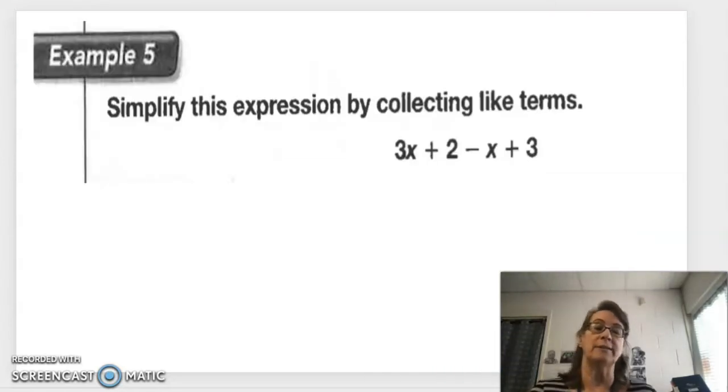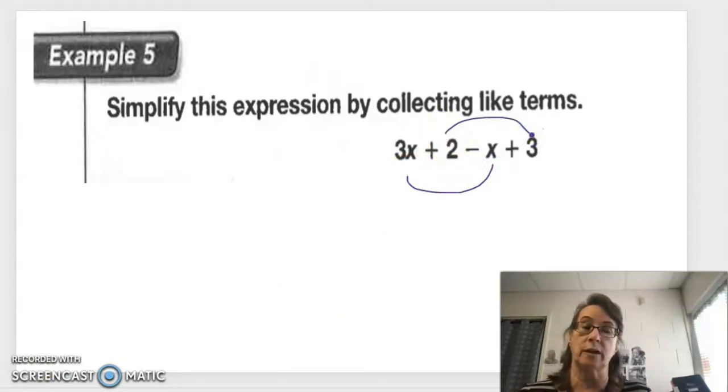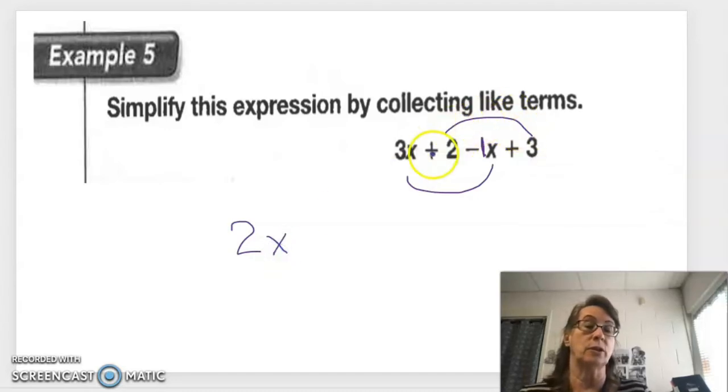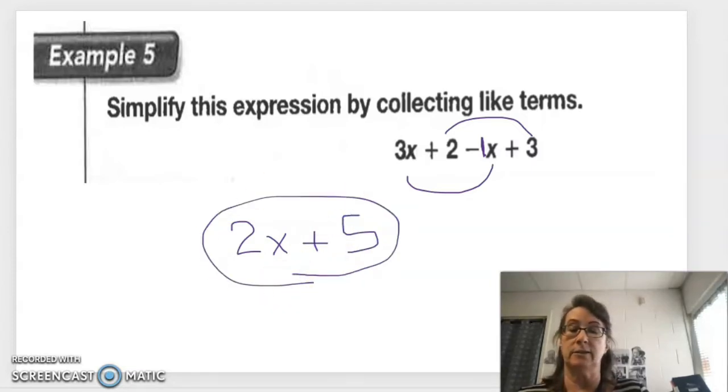Okay, example 5. Simplify this expression. So we've got 3x, and there's another like term with negative 1x, and then the 2 and the 3 are like terms together. They're called constants. So once we discover like terms, we put their coefficients in front. 3 plus a negative 1 is 2x. And then we look for the constant terms. 2 plus 3 is 5. And 2x plus 5 is the answer.